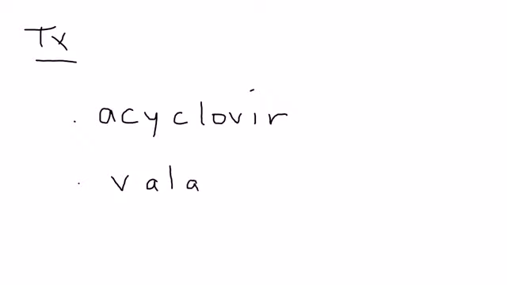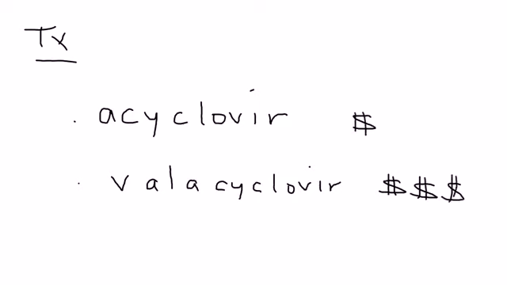So treatment. Well, the good news is that for all types of herpes, the treatment is essentially the same drugs. Acyclovir is by far the most common, and then valacyclovir is also used. Valacyclovir is more expensive. I'll draw $2 signs here and $1 sign. Actually, let's draw 3. It's quite expensive, but this is more commonly used. These are antiviral drugs, and they all tend to end in vir, just in case you're wondering.